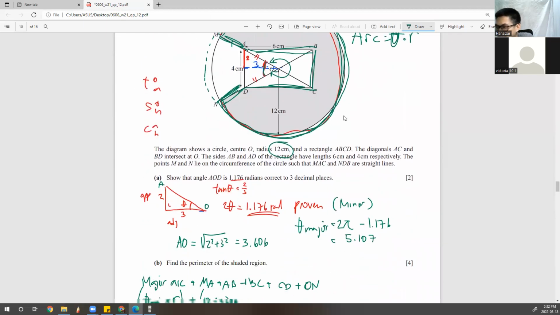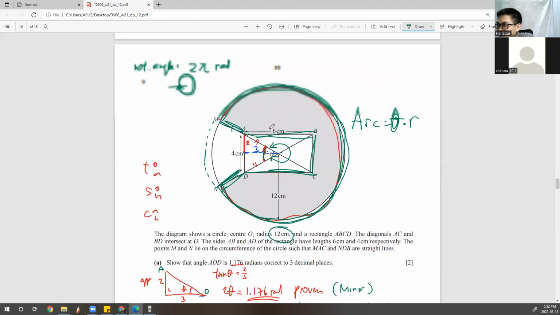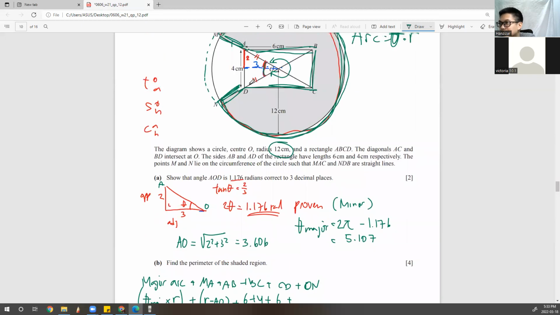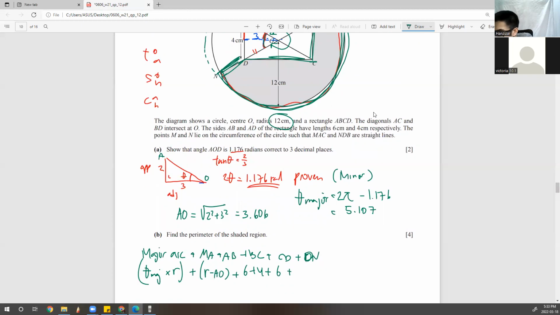And then plus AB. What is AB? AB is 6, 4, 12, 6, right? So this is 6, this is 4, this is 6. 6, 4, 6 plus OD. Wait, ODN. Sorry, this is not ON. DN. What is DN? DN is also R minus OD. Or you can just write R minus AO also. They are the same value, right? It's the same, so you can just copy paste R minus OD, right?